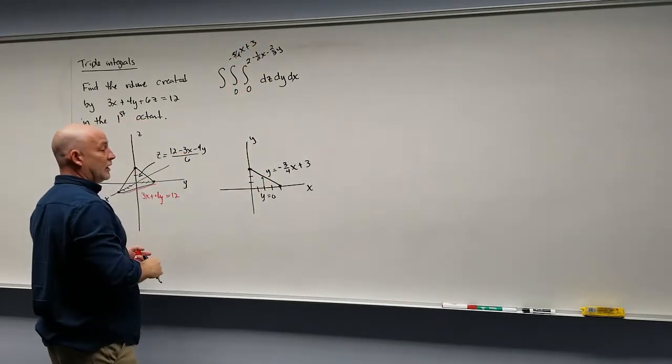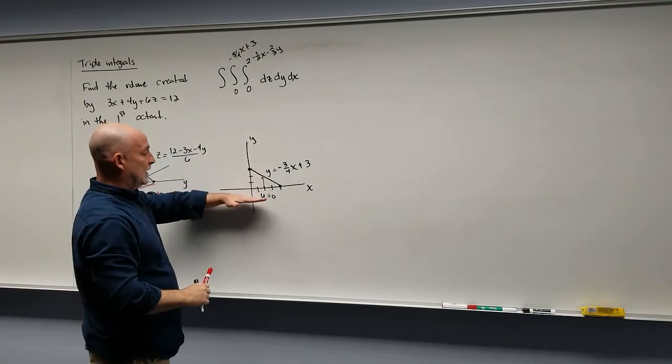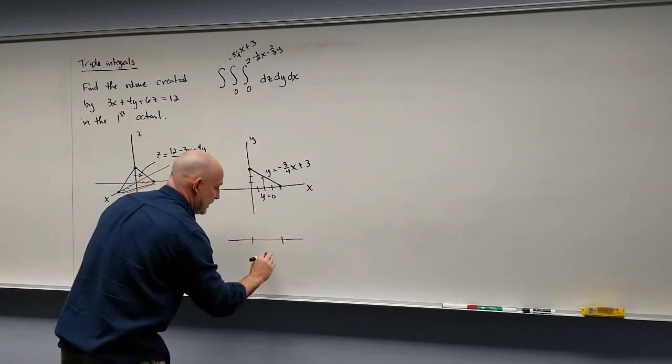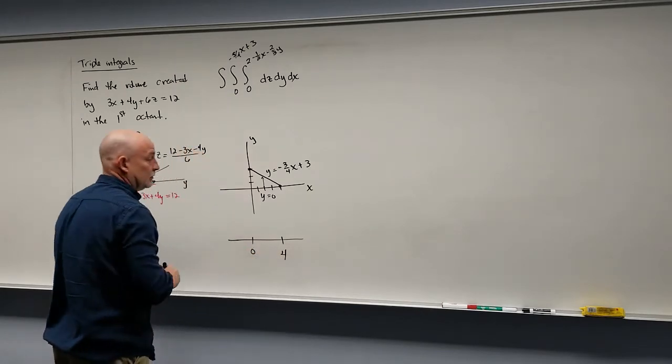Okay, now that we've integrated out the y's, think about this as collapsing down just to the x-axis. So what does it look like on the x-axis? Well, it goes from 0 to 4.